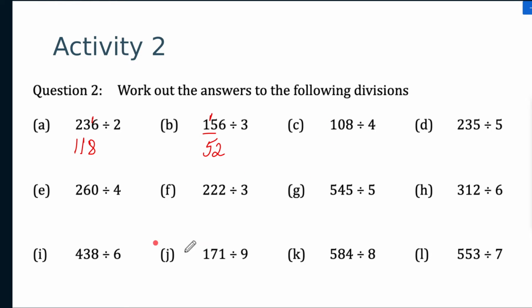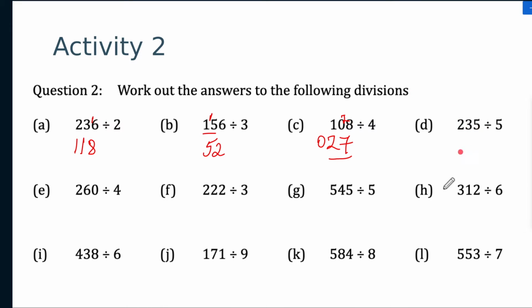I'll do one more and then you can carry on with the rest. 4 doesn't go into 1. You can put a 0. I want to show you how it looks when you have a 0. And then 4 goes into 10 twice. But 4 times 2 is 8. So there's a remainder of 2. And then 4 goes into 28 7 times. So your answer here is 27.